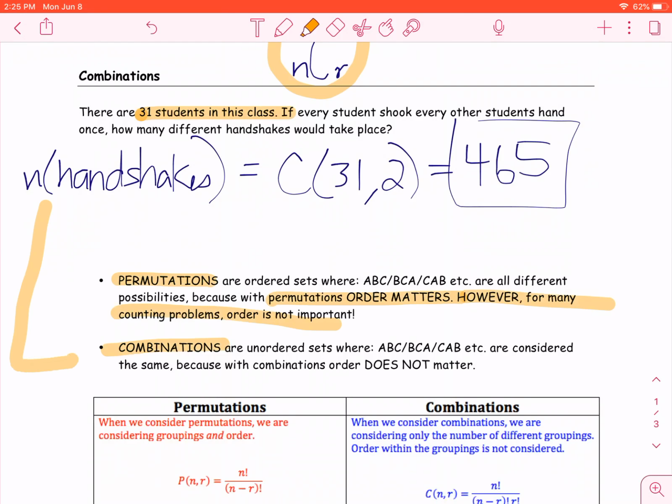And in the combination example I did with our handshakes, this is what really happened. The way in which people shook hands, whether we took the first person in the front of the class with the back of the class, wasn't what mattered. What mattered was that there were 2 people, a pair of people, that would, if we counted, have shaken each other's hand twice. That's what we focused on. So combinations are unordered sets where ABC, BCA, CAB, etc. are considered the same, because with combinations, order does not matter.